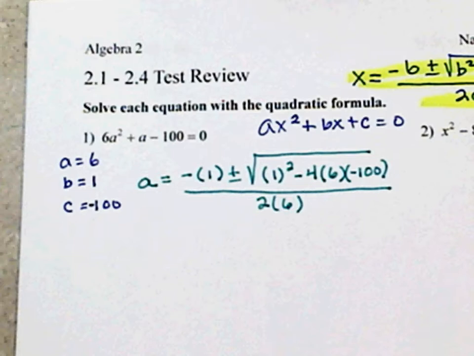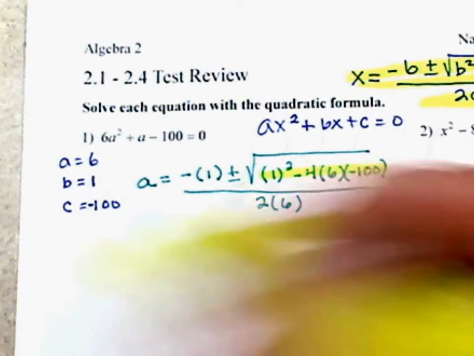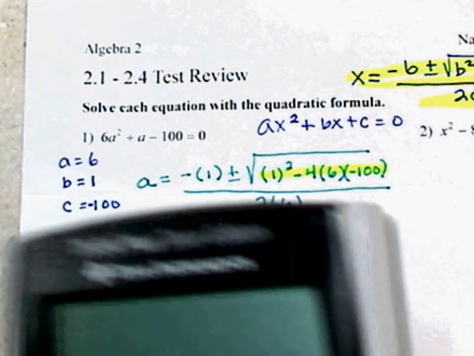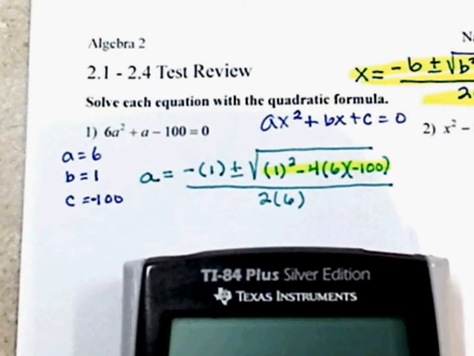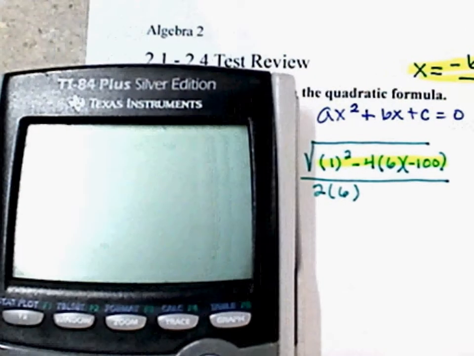The part you should always do first is this one. This is called your discriminant, okay? Do that one first. All right. Go to your calculator, okay? I'm going to put mine right here so you guys can kind of see. Type it in.